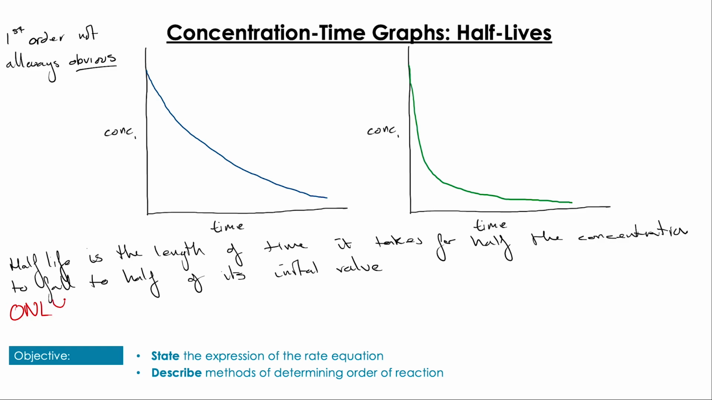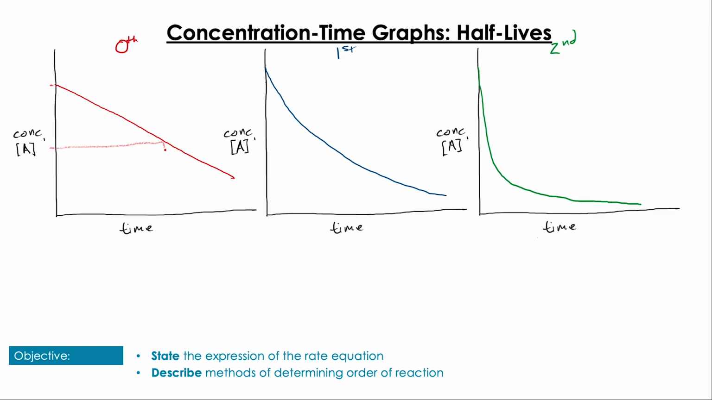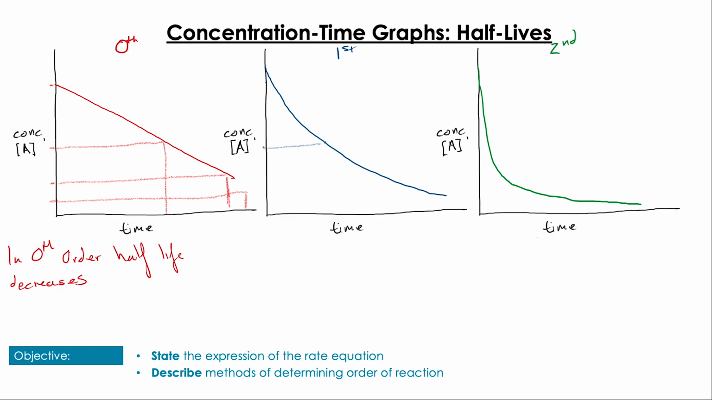And the key point here is that only 1st order reactions have a constant half-life, where the time it takes to use up half of the reactants is the same. Let's take a look at the graphs we've already drawn. If we keep taking half-lives on this 0 order reaction, you'll see that over time, the half-life decreases. The time it takes to remove half of the concentration decreases over time as we have that negative slope.